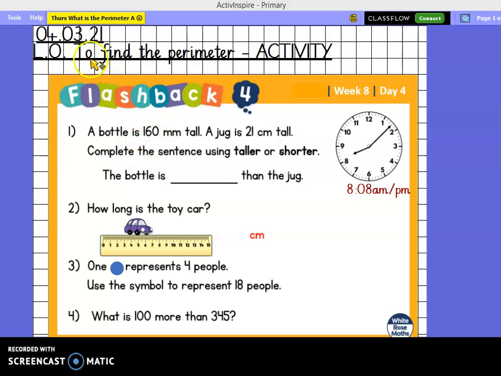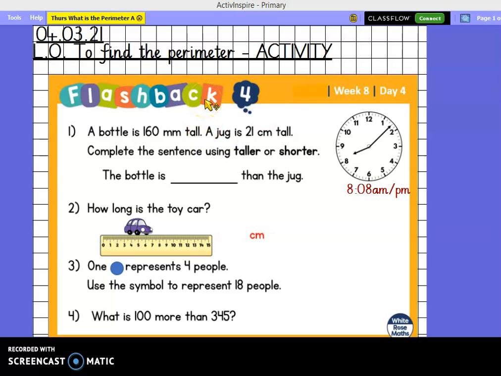In your book, please, can you record today's date and learning objective: to find the perimeter? And it's an activity we're doing today, so you're going to record direct from the video into your book. For this, you're going to need a ruler and your pencil today.